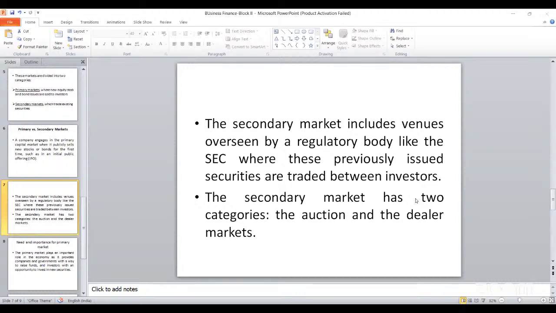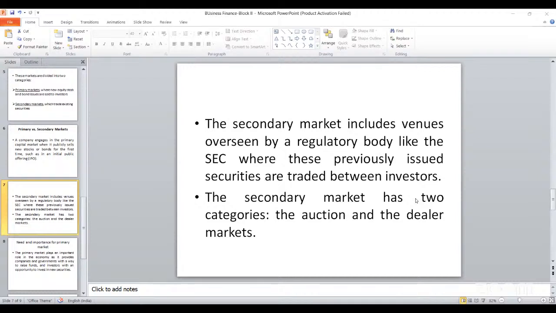Apart from this, you can also include the NYSE, that is the New York Stock Exchange, and NASDAQ. These are also some examples of your secondary market, wherein you exchange securities that were previously issued, between your investors. Now, as I already told you, the secondary market has two categories, the auction and the dealer market.